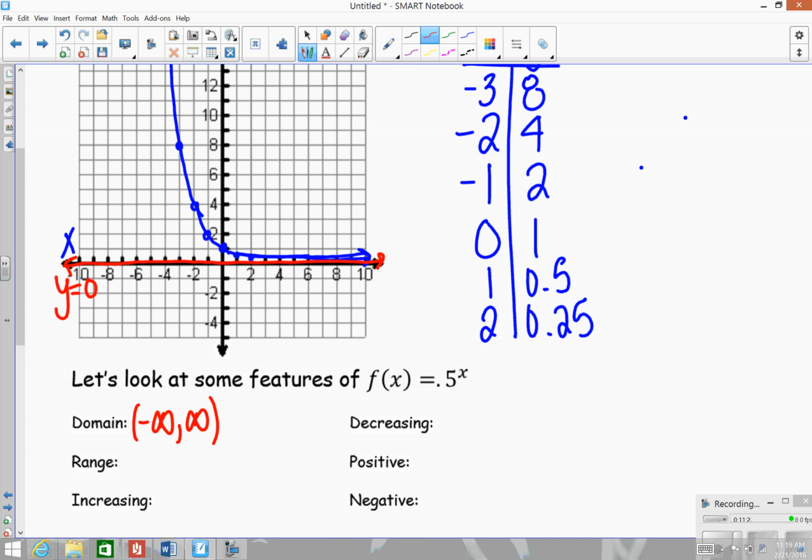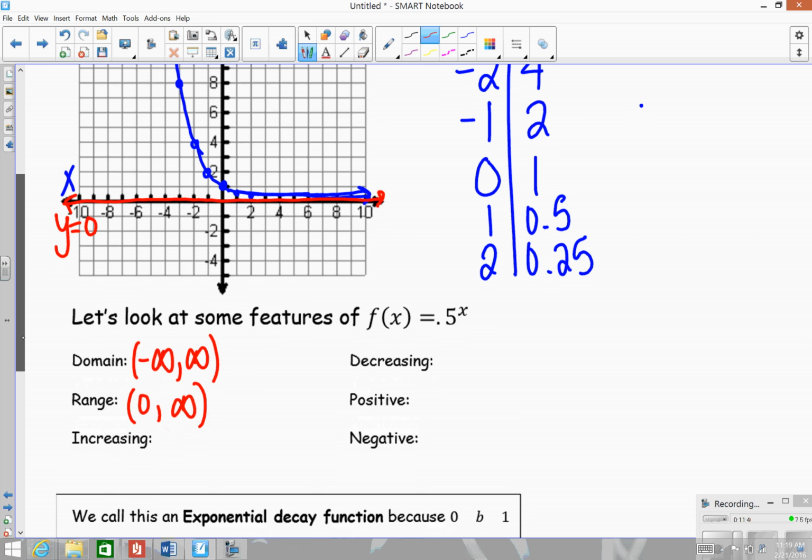The range will be the same as the last one. It won't ever cross 0, so it'll be from 0 to positive infinity. And when we say 0 to positive infinity, remember we put the round bracket around 0 because it's not going to actually cross 0.